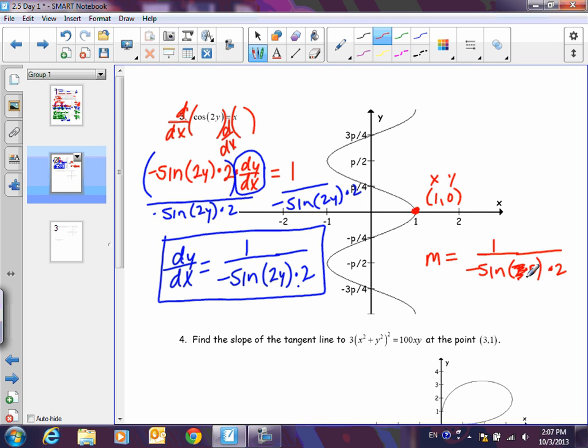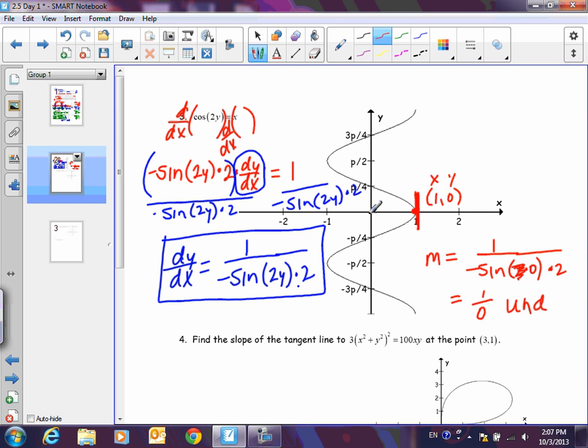What's sine of 0? Think about the graph of sine. 0. Sine of 0 is 0. So this is essentially 1 over 0. That's undefined. Well, look at the tangent line. What type of line is that? Vertical. So it makes sense that when you plug in those coordinates, you get an undefined number.